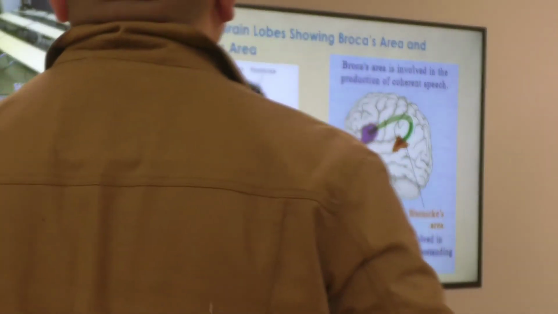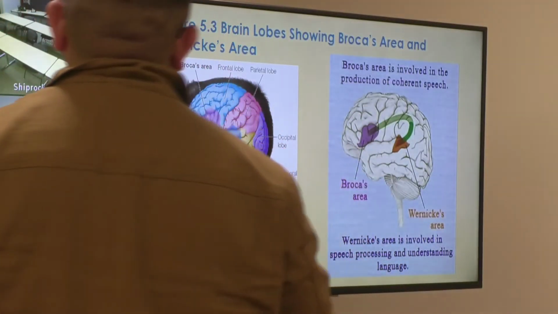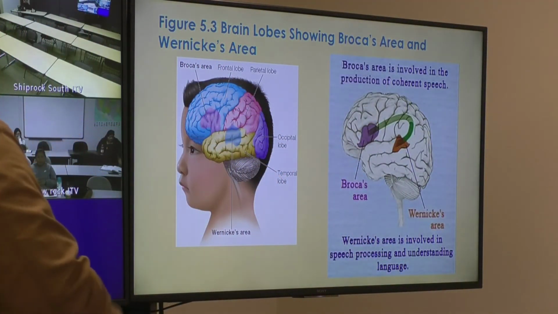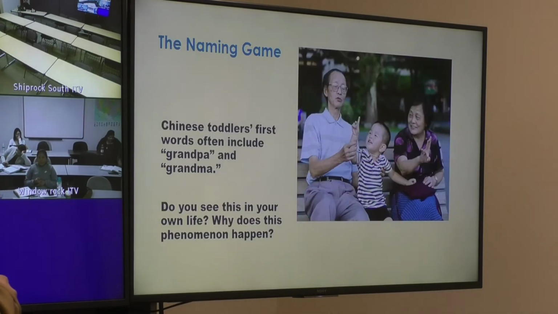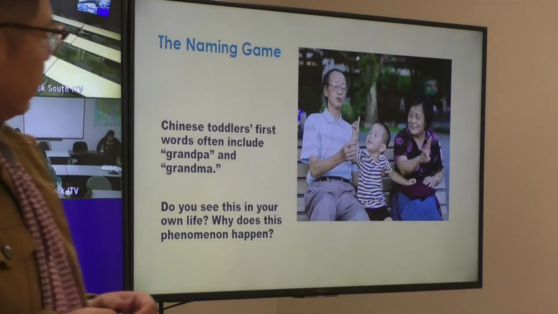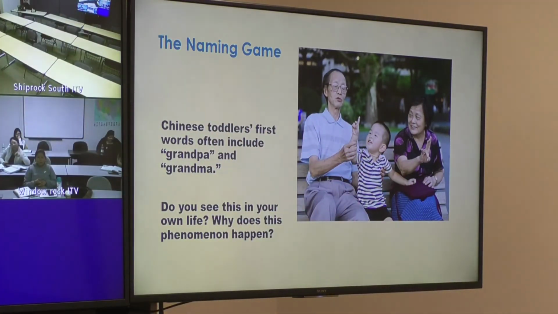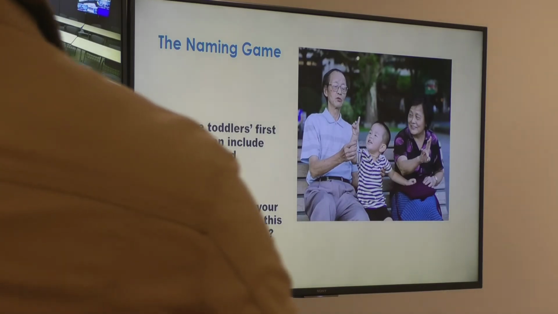So now we know this, and you saw this last time. Broca's area, Wernicke's area. We want to make sure that we protect that for a child. Within that, you begin to see this. And why do you think this happens? Why do you think the first words for individuals are grandpa or grandma? Why do you think this phenomenon happens? What is one reason?